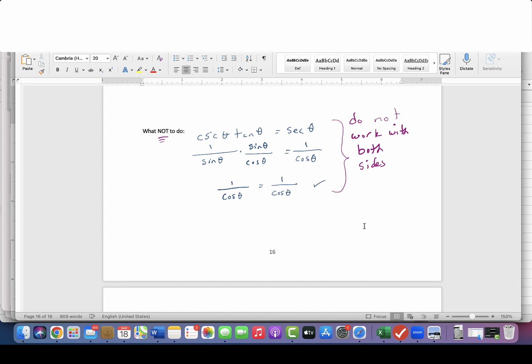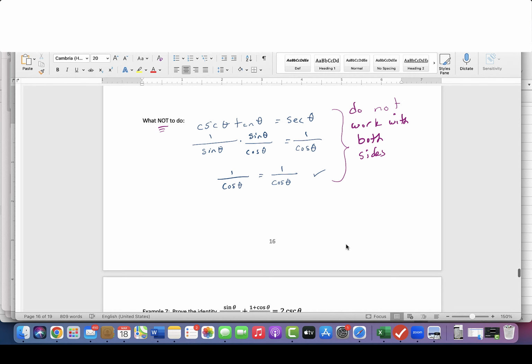That's circular. So, for example, suppose today is Tuesday, and I want to prove to you it's Tuesday. I can't start there and say today is Tuesday, therefore tomorrow is Wednesday, and since tomorrow is Wednesday, today must be Tuesday. That proves nothing because I started out by assuming the thing I'm trying to prove. And that's what it looks like when you write down the identity as your first step and work with both sides. You're starting out assuming the thing you're trying to prove is already true. So it's really important not to do that.